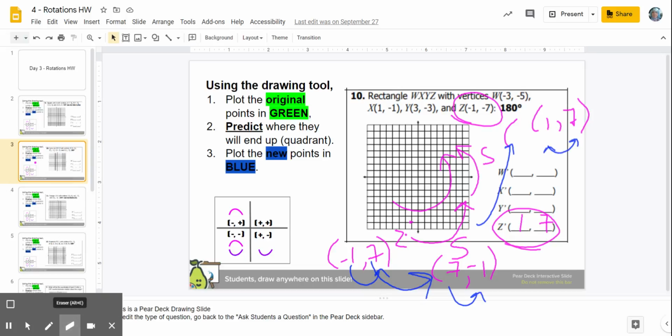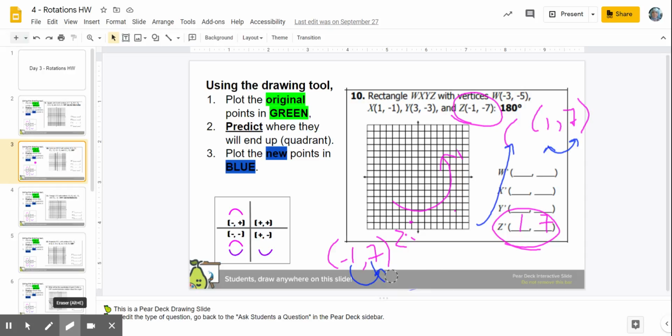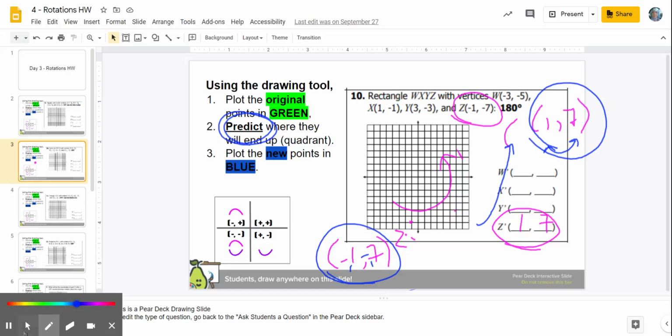So if we're just rotating 180 degrees, they switch and switch back. So 1, 7 stays 1, 7. In quadrant 3, it's negative, negative, and in quadrant 1, it's positive, positive. So this predict piece is the most important part, okay? And if you just do one dot at a time, then you won't get confused.